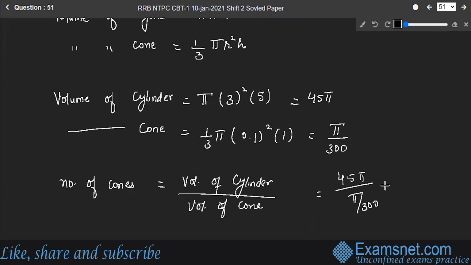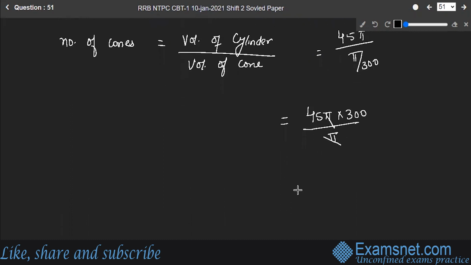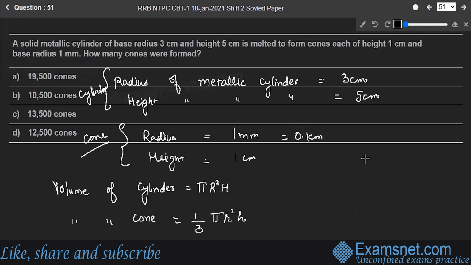Pi upon 300. This will be 45 pi multiplied by 300 upon pi. This will cancel. So 45 threes are 135. So 13,500 are the number of cones formed. We have option C as the correct answer.